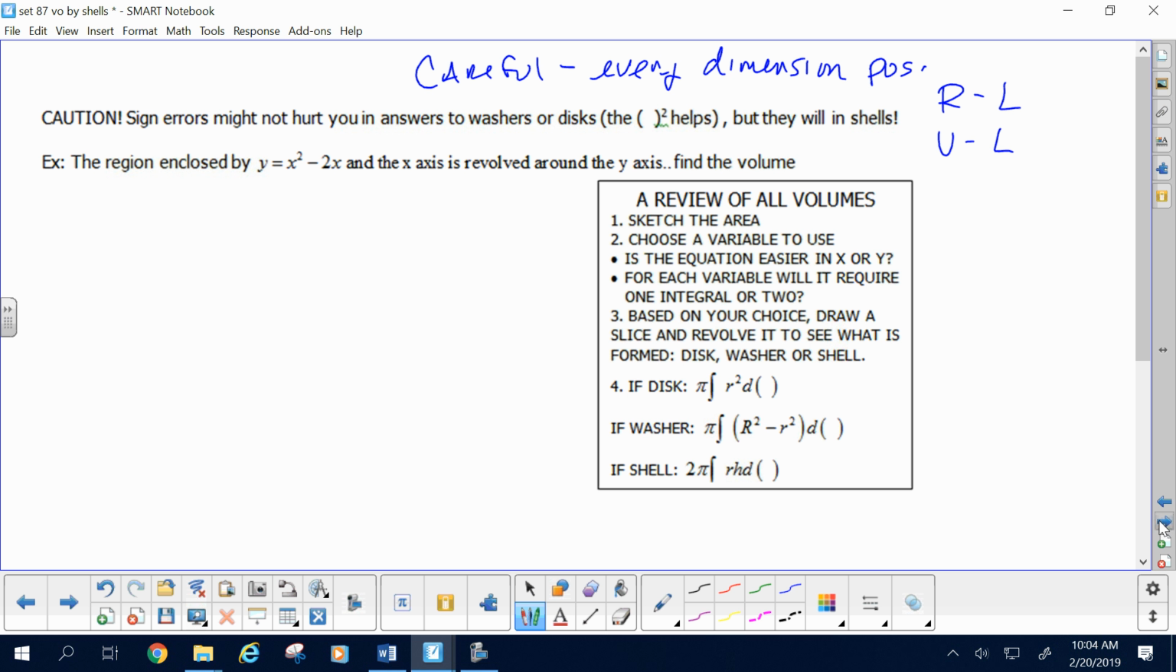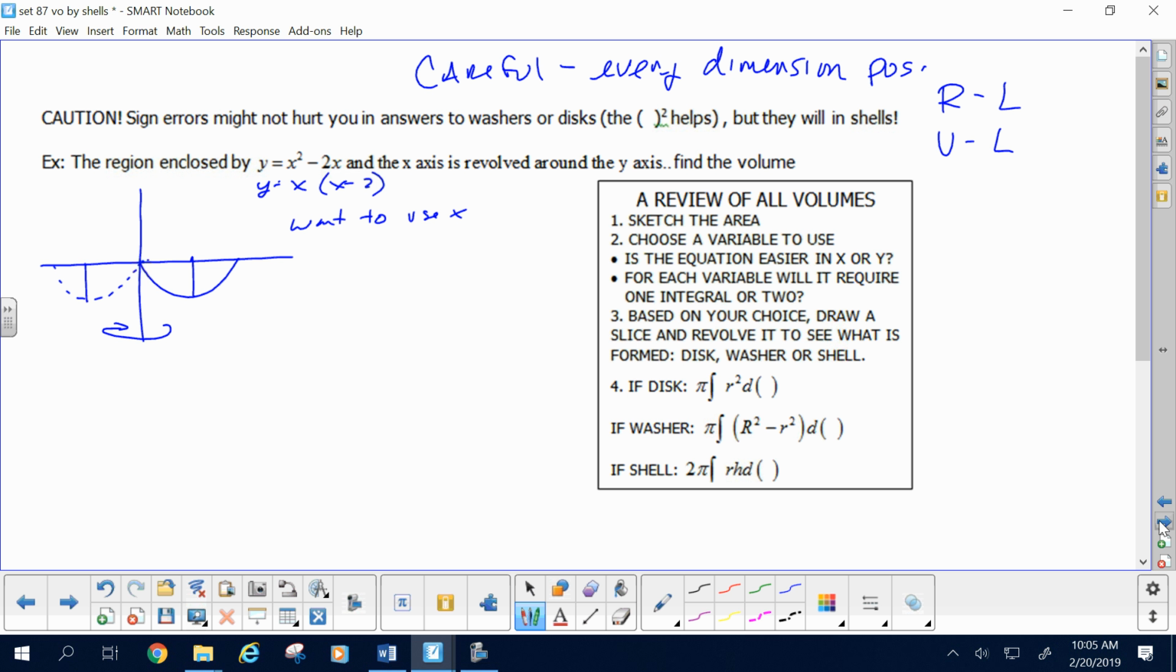So let's say we looked at y equals x squared minus 2x, which looks a lot like one we've done before, but instead of being downward opening in the first quadrant, it's upward opening, and the region is in the fourth quadrant. The zeros are 0 and 2. We're revolving this around the y-axis. Now, I don't want to write that parabola in y terms, so I'm going to do this in x. I want to use x.